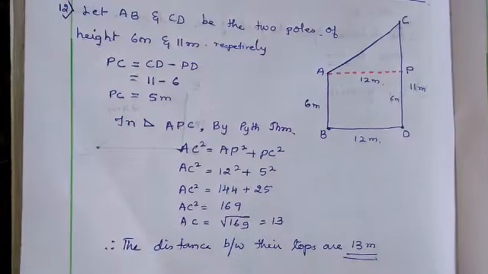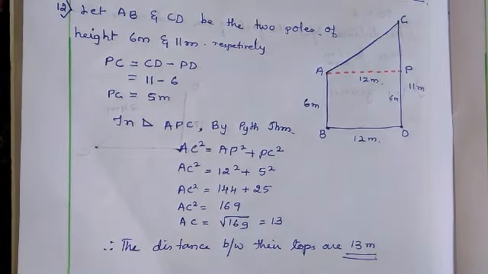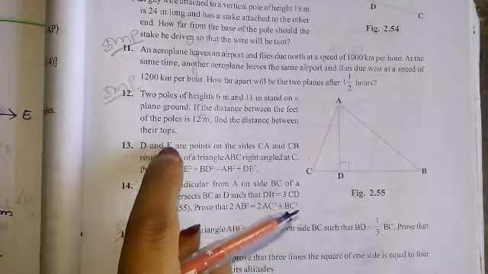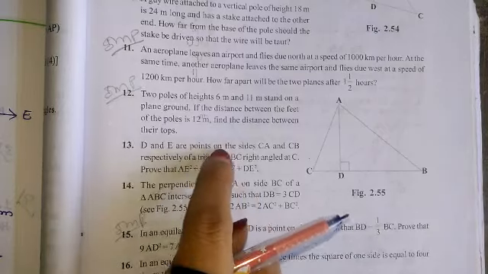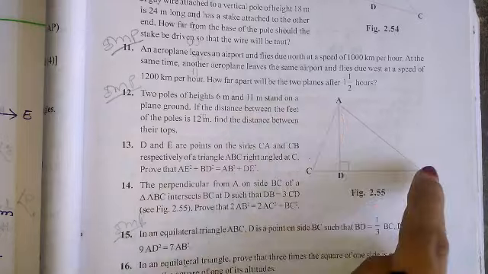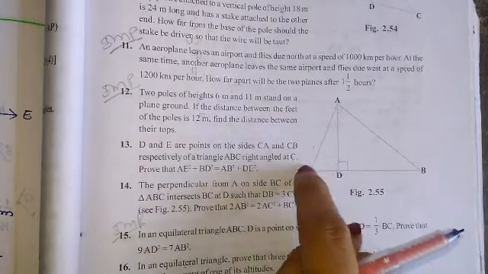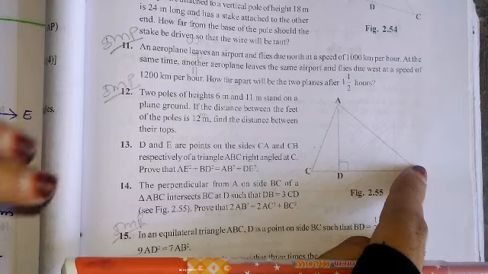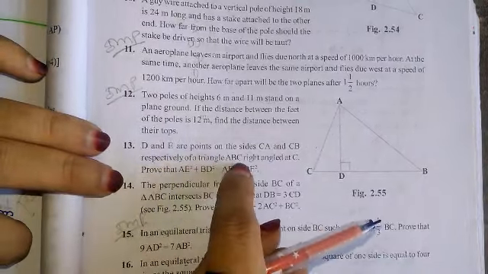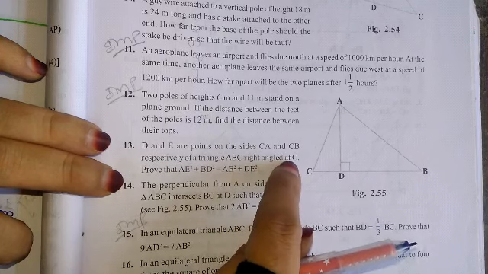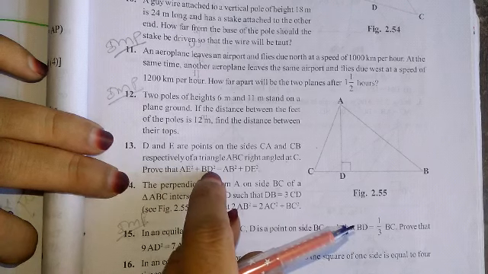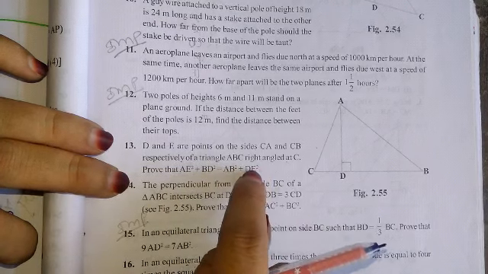Now, let us see question number 13. D and E are points on the sides CA and CB respectively of triangle ABC, right angled at C. Prove that AE square plus BD square is equal to AB square plus DE square.